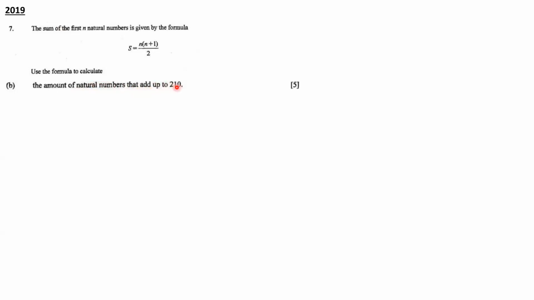So what they're basically saying is that you have your formula, s is equal to n, open bracket, n plus 1 all over 2. And they're going to give us s. They're going to give us the sum. And so they say that the sum is 210. And our goal is to find out, okay, what is n? So we have to solve for n.